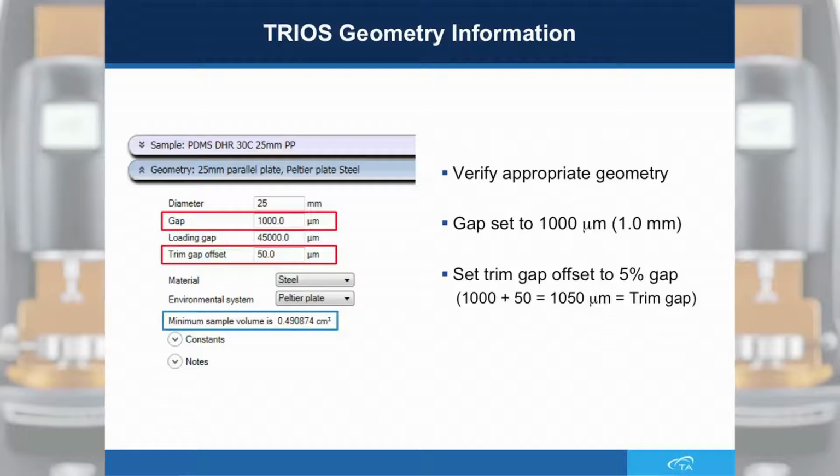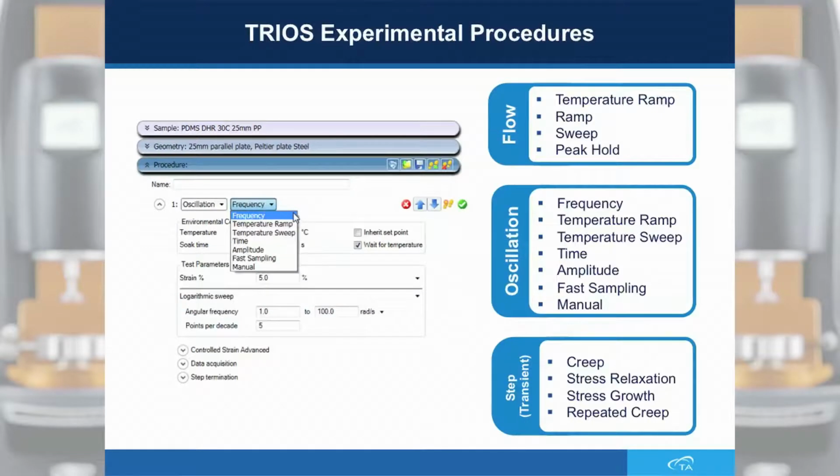Also listed is a minimum sample required to fill the set gap. For reference, it is helpful to load approximately 10 to 20% excess sample volume to allow for proper gap filling. Now click down to the Procedures bar. There are numerous procedures available within Trios, and the most common are displayed here.